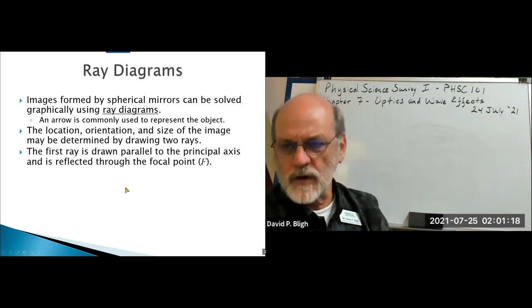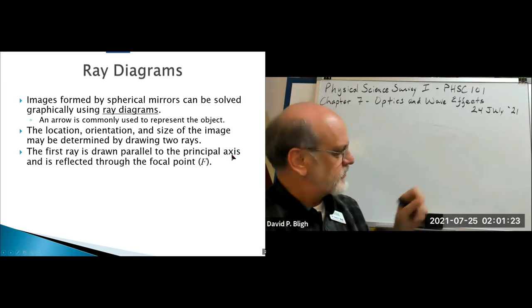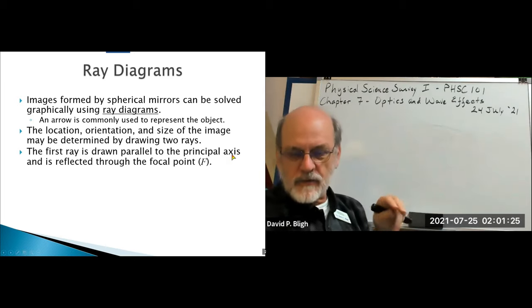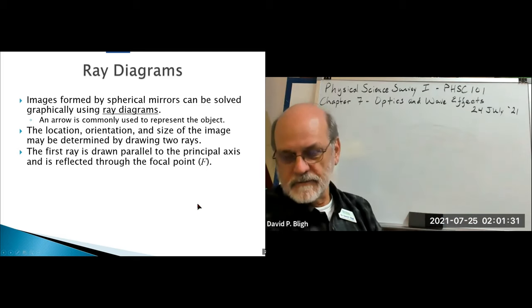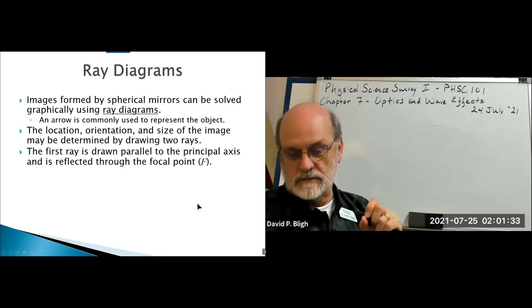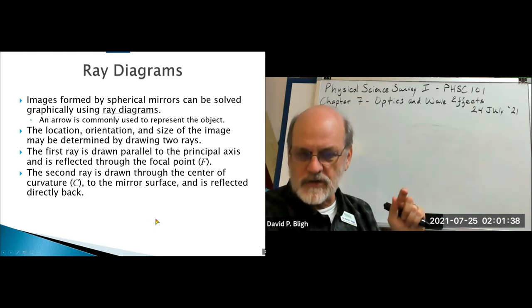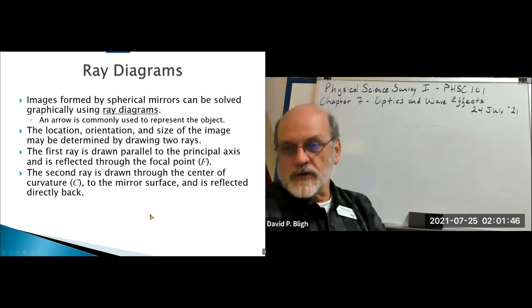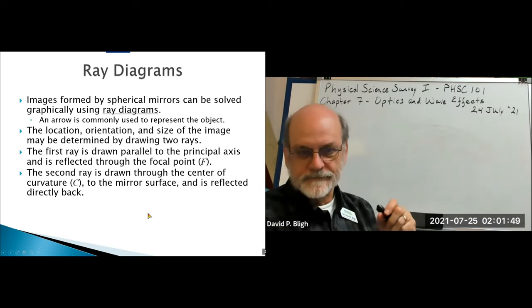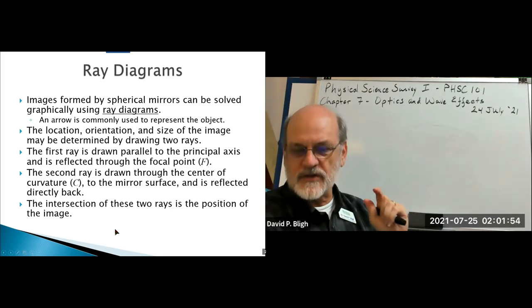Okay. This is in words. I'll show you a picture in a minute. The first ray is drawn parallel to the principal axis and is reflected through the focal point. Okay. Where does it start from? Usually starts from the tip of the arrow. And then the second ray is drawn through the center of curvature to the mirror surface and reflected directly back. And this one also starts from the tip of the arrow. Okay, the intersection of those two rays is the position of the image.